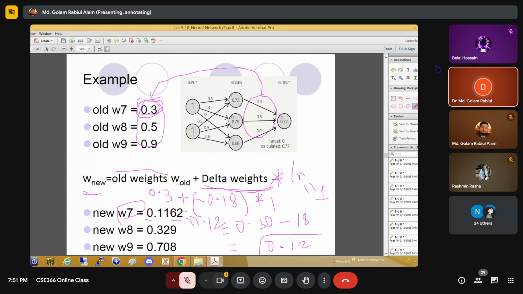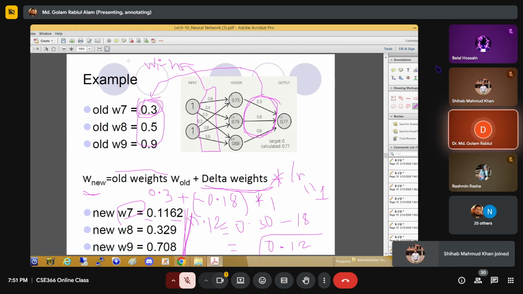So these are our new weights. These weights we have updated. But now we have to think about updating these other weights, which are actually our W, the input to hidden layer weights.